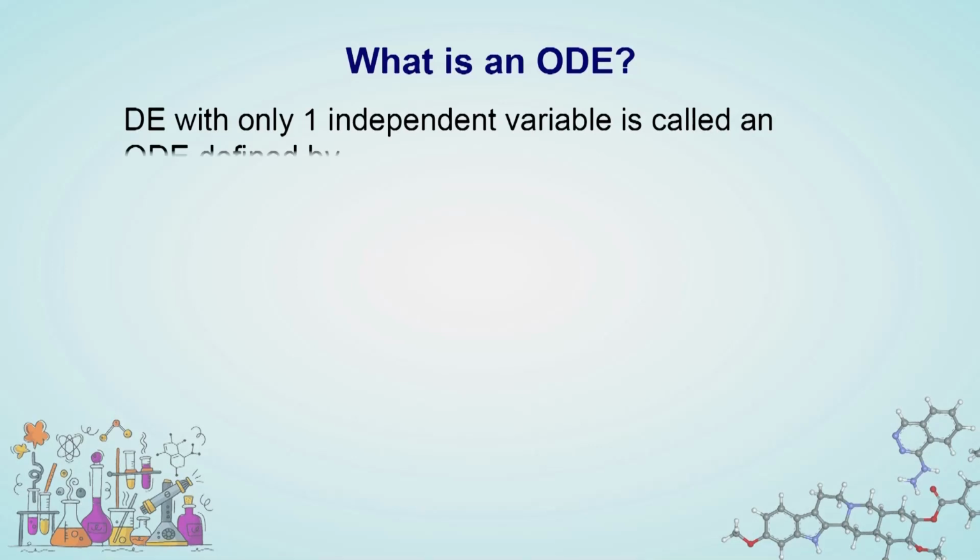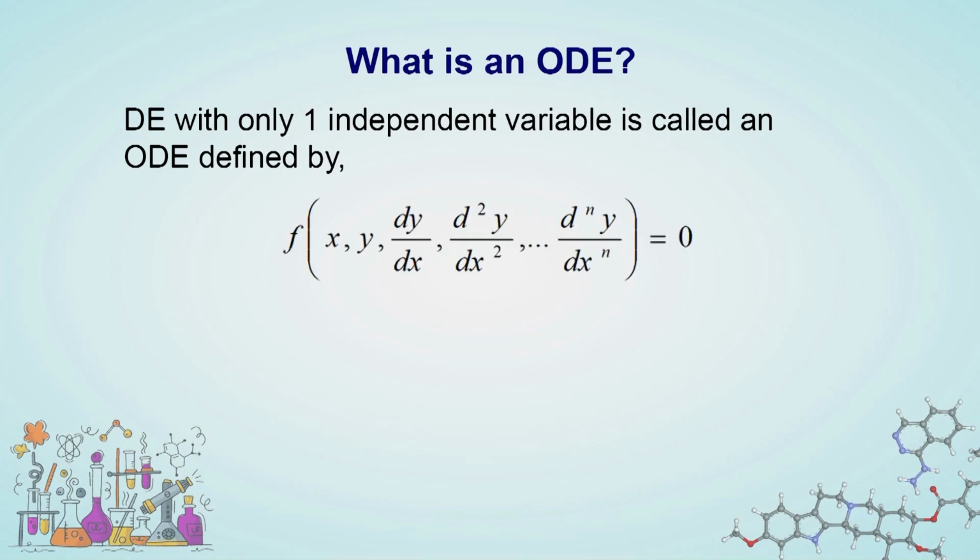But in this differential equation, the number of independent variables is only one. It means the function will be y equal to f(x). Only x is the independent variable here. Now, what is the definition of ODE? A differential equation with only one independent variable is an ODE.